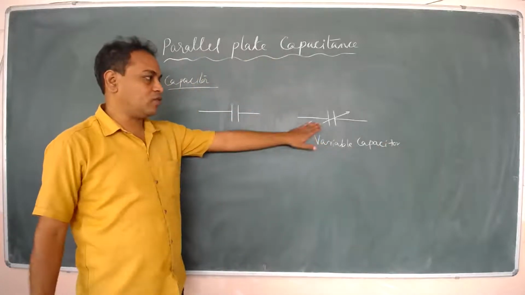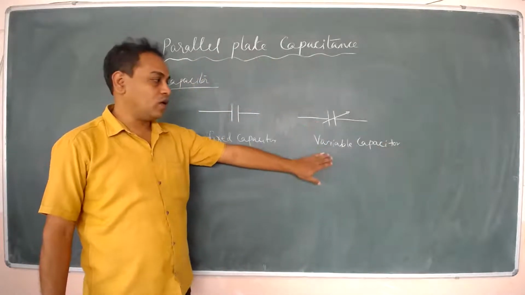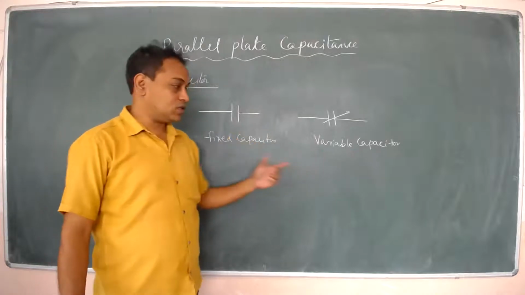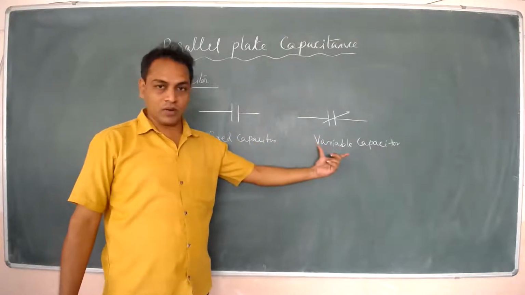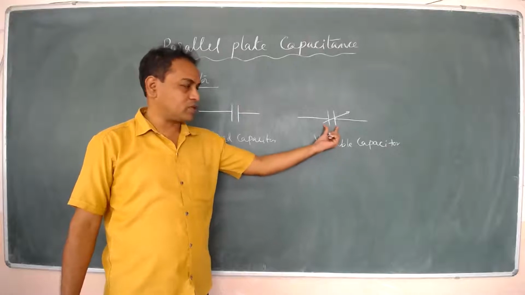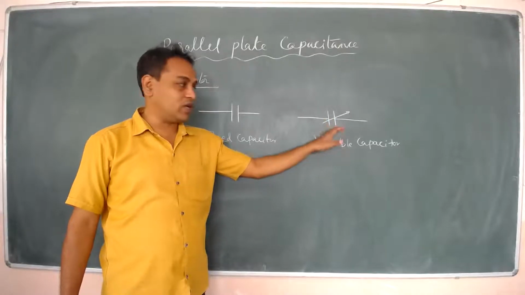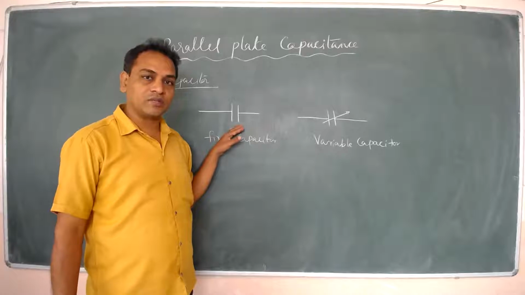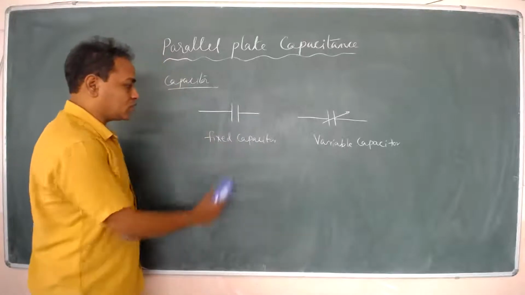this is the symbolic representation of a variable capacitor. This is a fixed capacitor, this is a variable capacitor. That means its capacitance can be varied. We can vary its capacitance, but in this one it is fixed. So this is called a fixed capacitor.